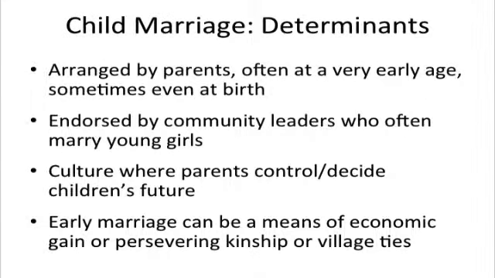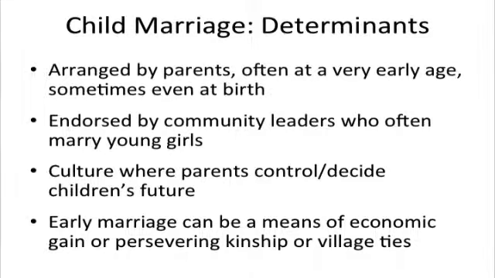In terms of the determinants, the qualitative data showed that in most cases, marriage was arranged by parents at a very, very early age. This was something that was endorsed widely by community leaders. It was also an interesting thing that the data revealed, which was that the parents control or decide the future of girls. Early marriage was also a way of preserving economic ties and kinship ties and keeping the wealth or the cattle in the community and in the village.